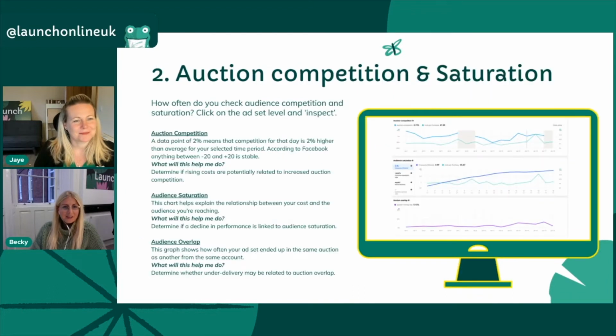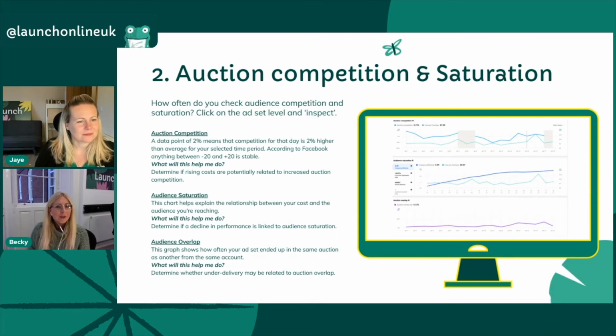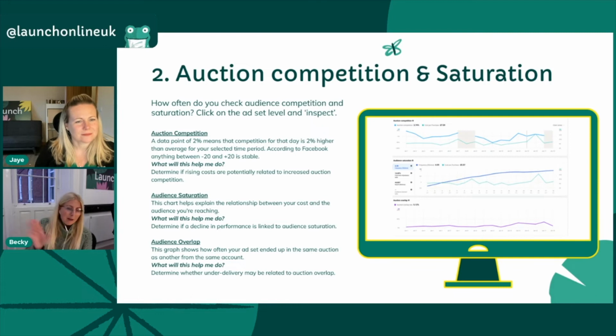Okay, so the next one, this is actually really important, and I find quite a few people don't look at this. So when you're in your ad set level, you can go into the little inspect tool. It's a little magnifying glass, and you can see some really funky graphs. And the first one here is your auction competition. So let's say you're looking at campaigns and the costs are going a bit sporadic. You can go in here and see if something's going on. So if the competition is high, you can go in here and see.